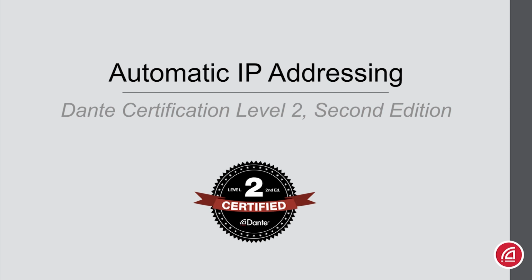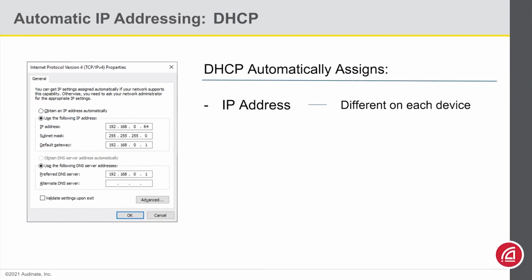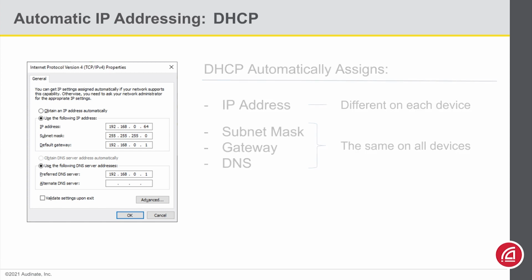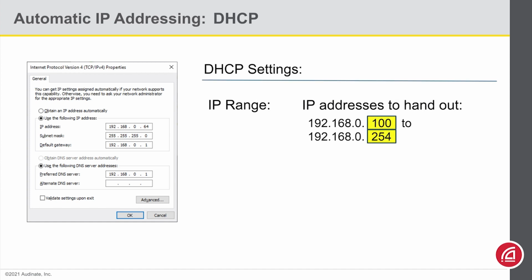Automatic IP addressing. When our devices join a network, they need to get an IP configuration, including the IP address, subnet mask, gateway, and a list of DNS servers. The IP address needs to be different on each device, but the other settings will likely be the same on all devices. So, when we set up a DHCP server, we'll have two primary settings.